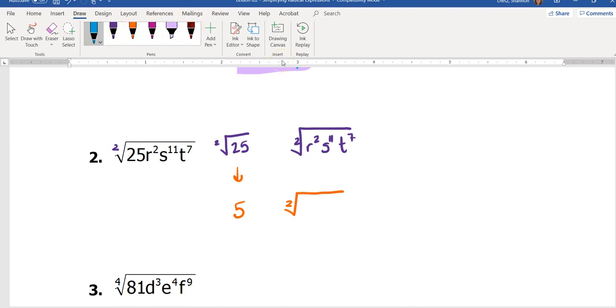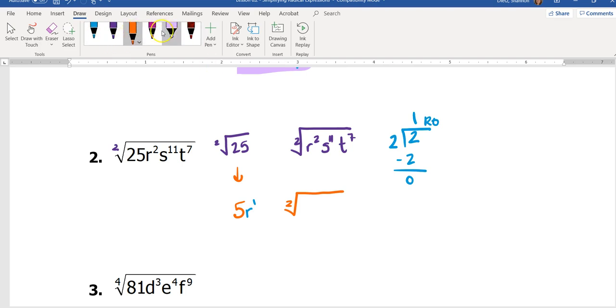I'm going to focus on my r's. So my exponent that I'm starting with is 2. The root, a square root, is 2. So 2 goes into 2 once. So I do have r to the 1st, or just r, on the outside. That simplifies to 0. So just like the original problem, no remainders. So I will not have an r on the inside.